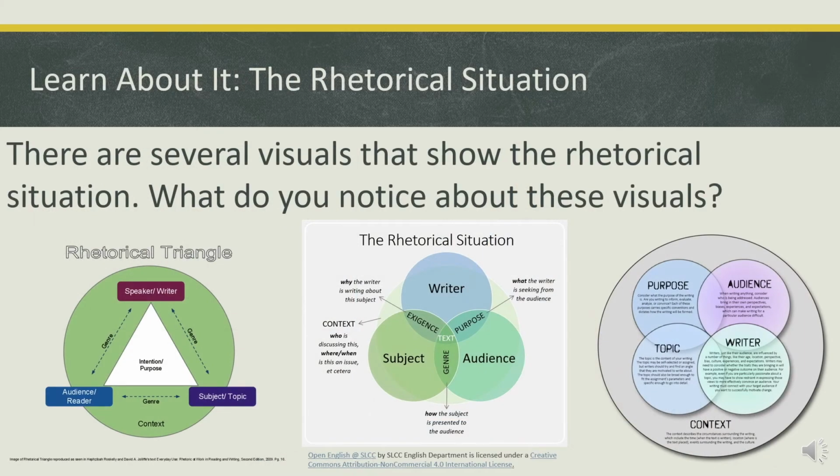It is not crucial that you can read all the fine print on these images. These visuals are just to show you that different people think a little differently about the rhetorical situation. Can you find any similarities between these three images? I'll give you a minute to notice them. There are 5 aspects consistent in each visual. Did you notice the writer, the audience, the purpose, topic or text, and context are present in all 5?